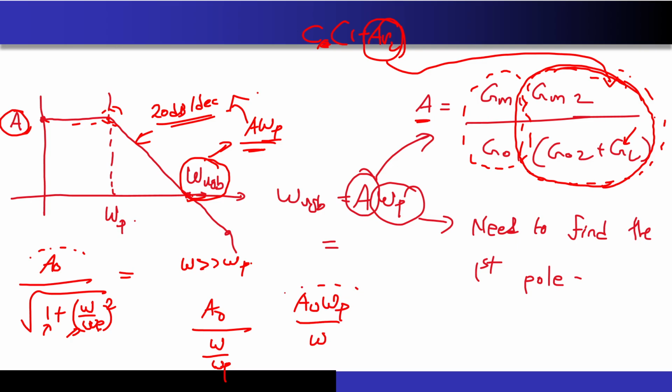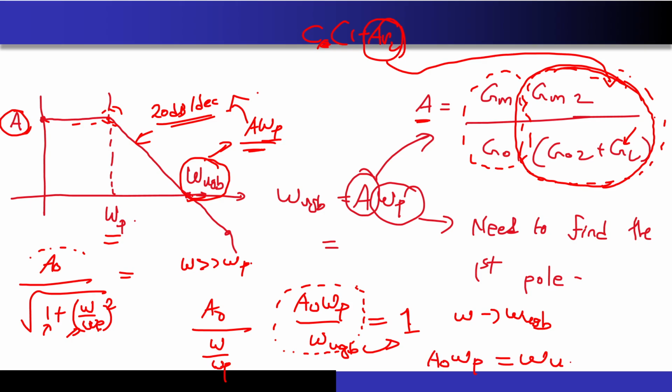Now this is the magnitude. This is how your gain is going to roll off at frequencies which are significantly higher than omega p. Now you are trying to find out when this magnitude becomes equal to 1. When it becomes equal to 1, your omega will become omega UGB. This omega I am replacing with omega UGB now. So if I put this omega UGB on the right side, your A0 omega p will become equal to omega UGB. Is it clear? Yes, sir. Understood, sir. Thank you.